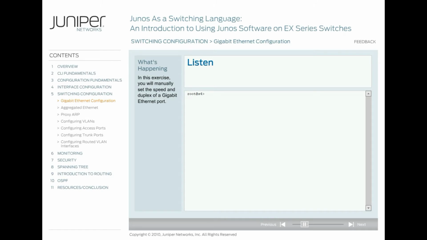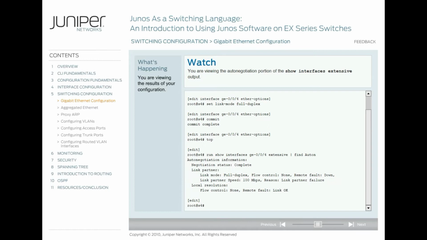On EX series switches, many Ethernet-specific configuration parameters are contained under the ether-options hierarchy. You can set the speed and duplex manually using the speed and link-mode commands. Here, results of your configuration. You can see that the speed and link mode were set. Changing the speed or duplex settings will change only the parameters that the switch uses when attempting auto-negotiation. It will not also disable auto-negotiation.